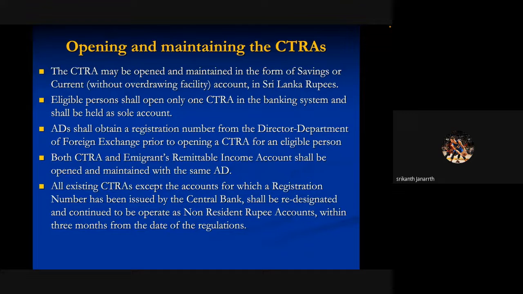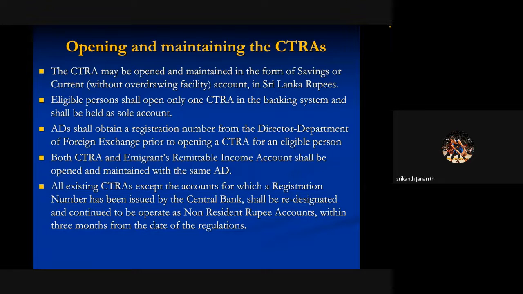So only one CTRA account can be maintained, which is registered in the central bank, right? So if a person maintaining bank accounts comes and tells the bank he has about 10 bank accounts, right? Let's say Mr. X has 5 accounts with Commercial, 2 accounts with HNB, 3 accounts with Bank of Ceylon. It's possible, right? You have 10 accounts. The moment you go to the first bank, you tell them, I'm migrating. So the first bank you tell gets the opportunity to convert everything into CTRA. So the other accounts eventually become non-resident Rupee accounts. So those funds have to be transferred to CTRA for you to take them out.